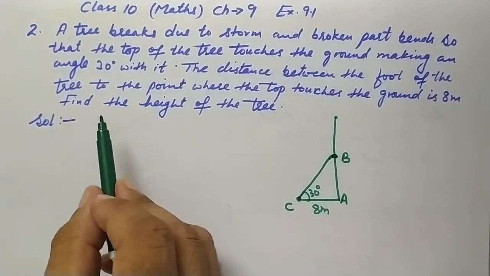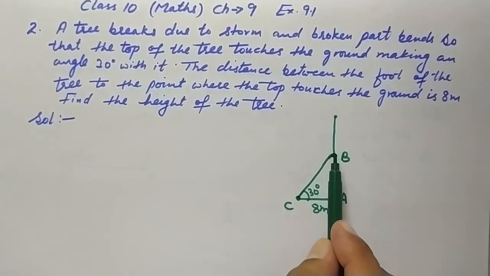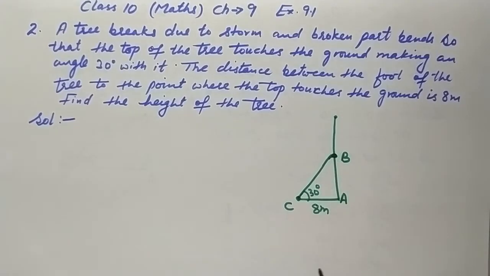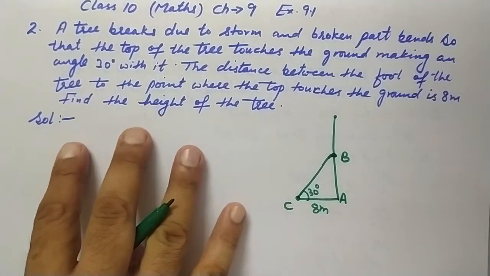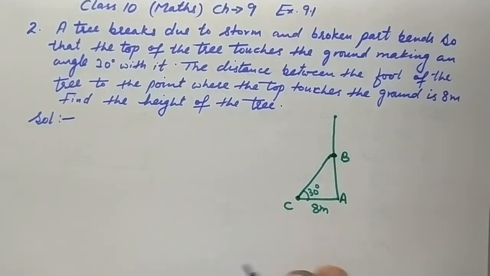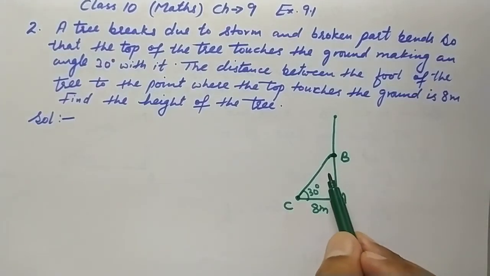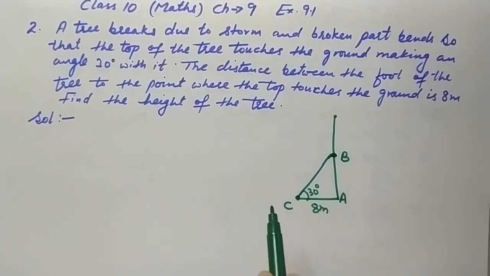And we need to find the height of the tree. So what is the height of the tree? It will be AB plus BC, because this is also tree, this is also tree. So first we need to find AB, then BC, and then we will add these two. This will be the height of the tree. So first we'll explain the figure, and then we'll take out the trigonometric ratios in this right angle triangle, and one by one we'll find AB, then BC, then add these two.